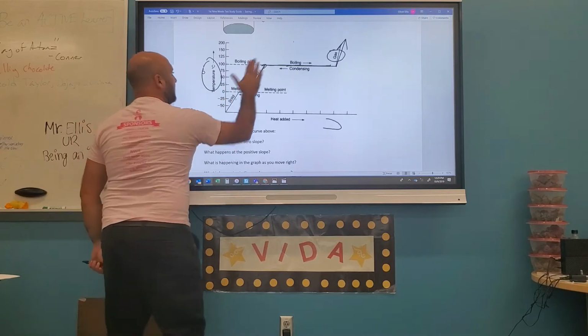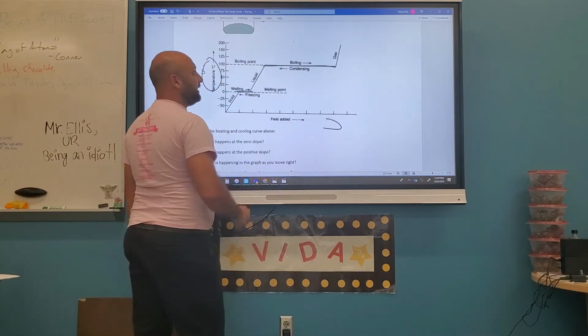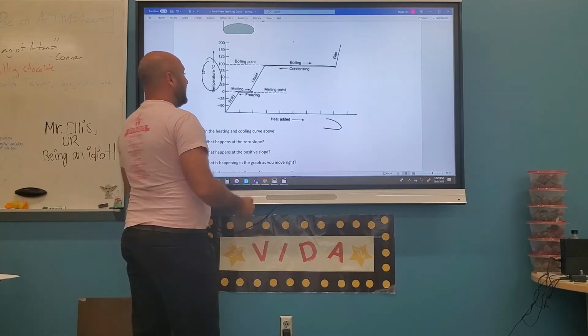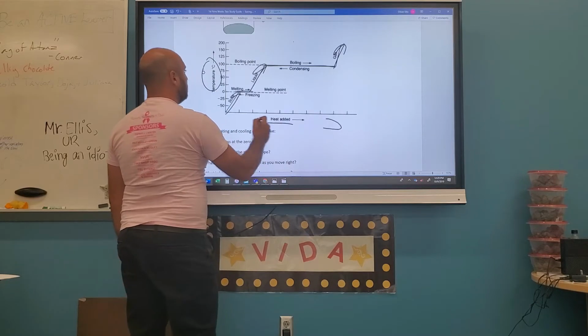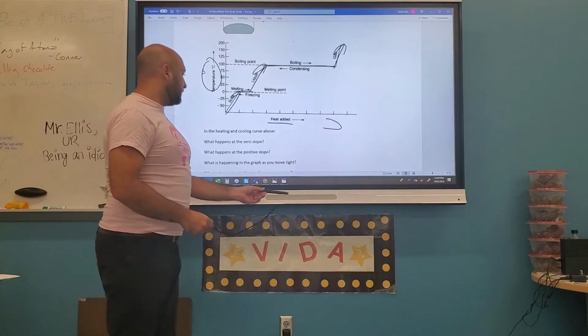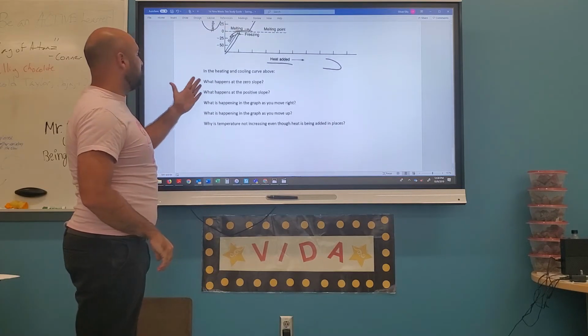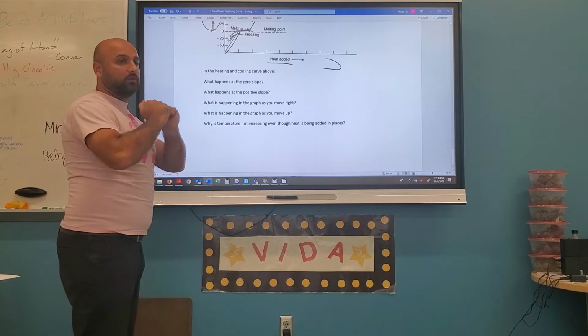So the main idea is this. Anytime you have a zero slope, you are using the heat energy to change its state. Anytime you have a positive slope, here, here, and here, the heat energy is being used to increase the temperature. All right? That's how this works. So what happens at a zero slope? State change. What happens at a positive slope? Temperature's going up. Particles are moving faster.